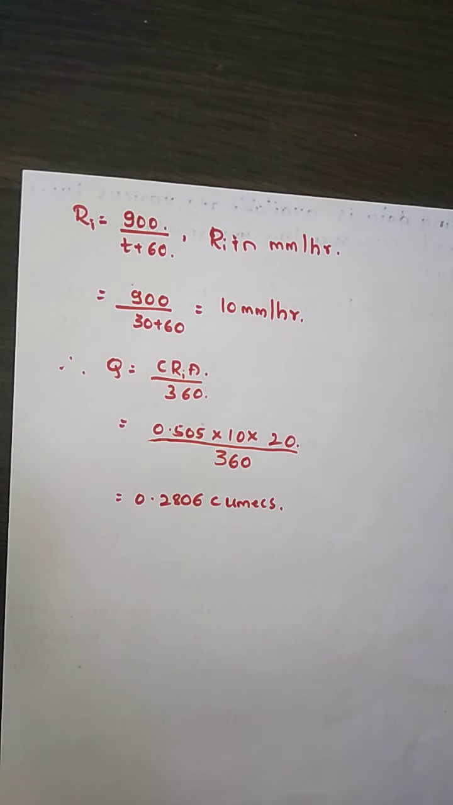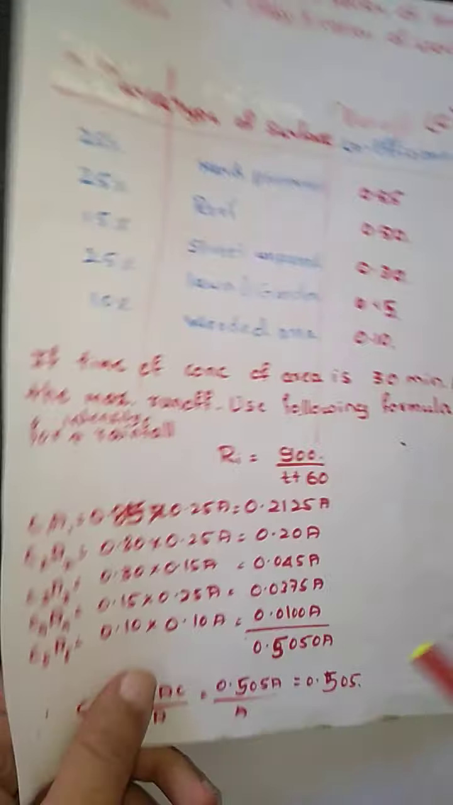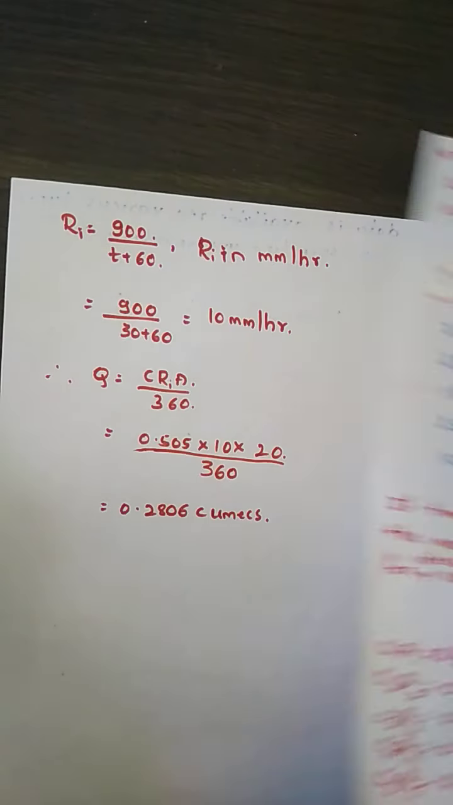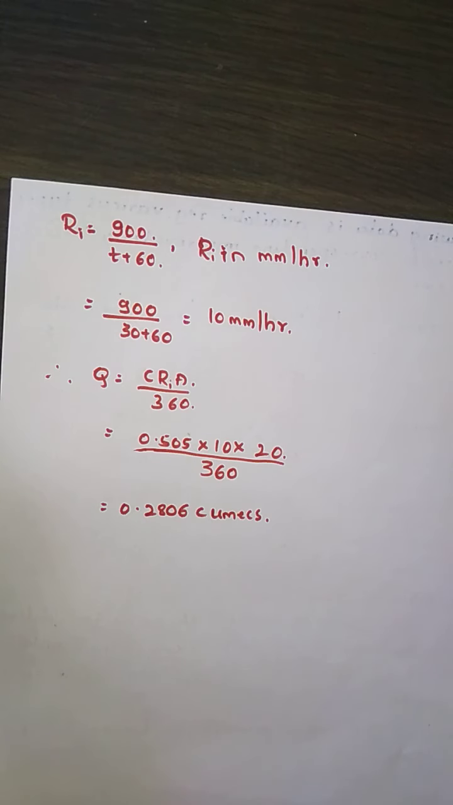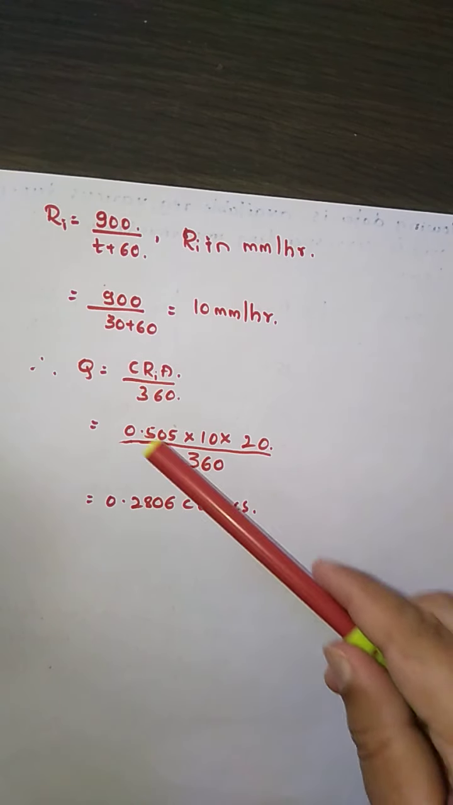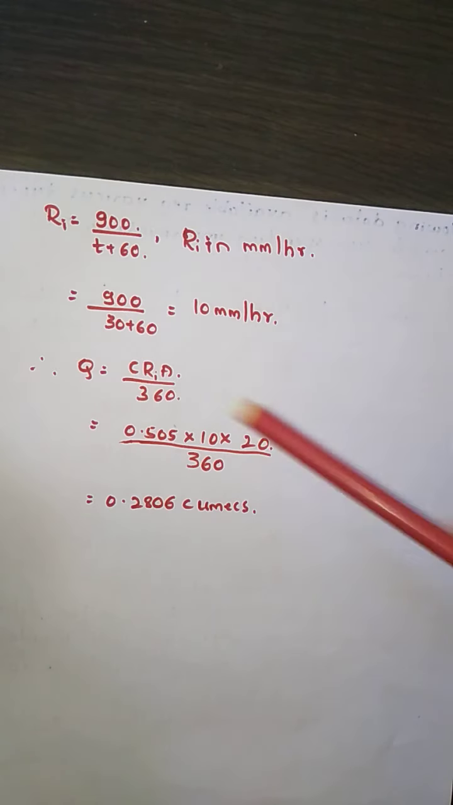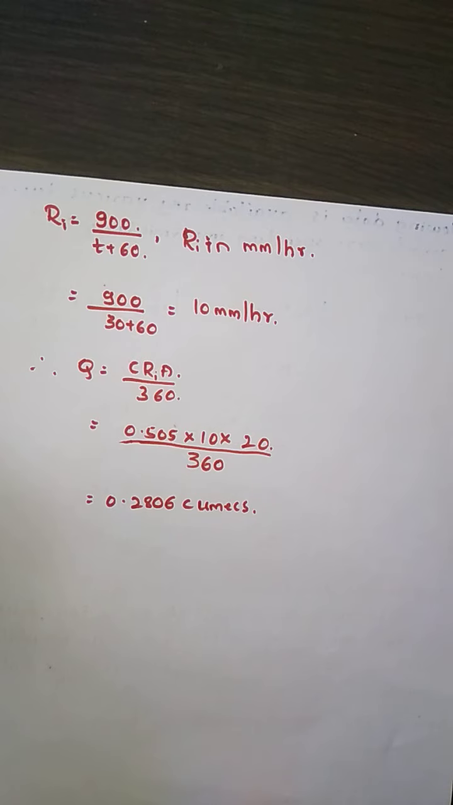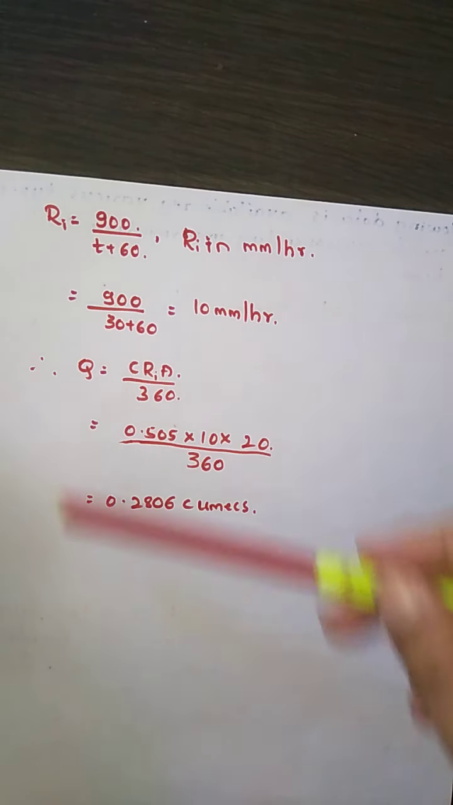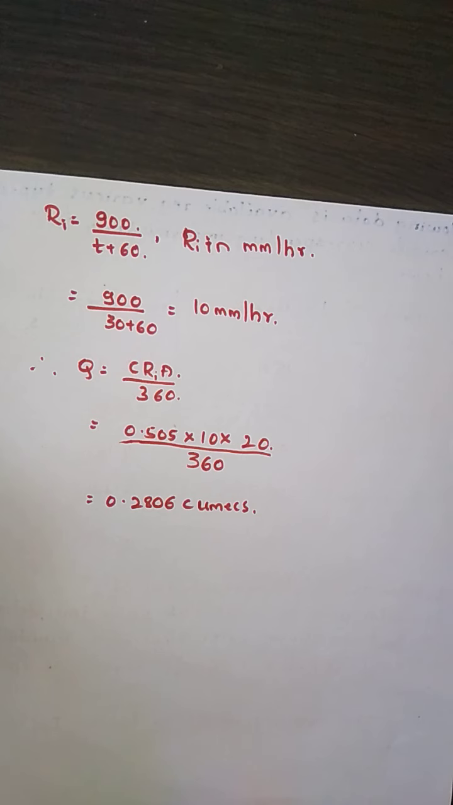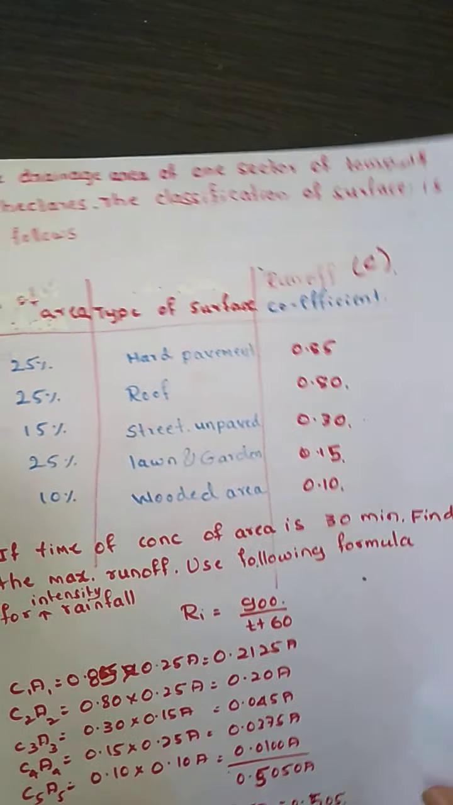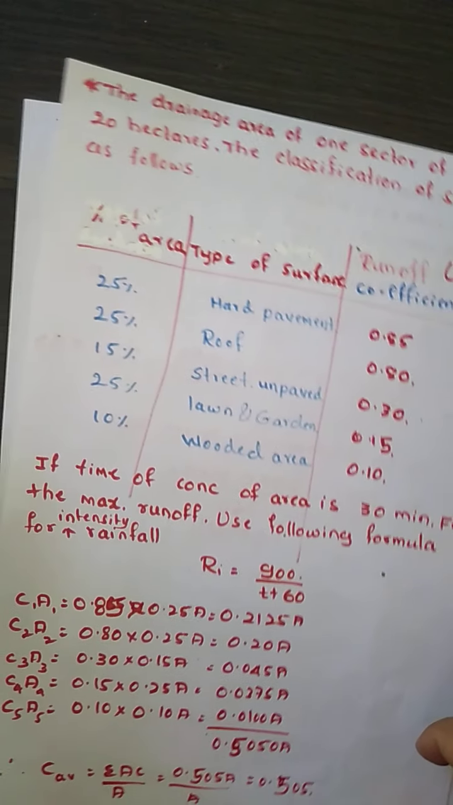C is how much? That we have determined, C is coming as 0.505. So we are going to use C instead of using the I, because it is a coefficient of runoff. So 0.505 into Ri, the rainfall intensity, which we have determined by using the formula. Then the area is 20, it is already given. So we have determined Qmax as 0.2806.